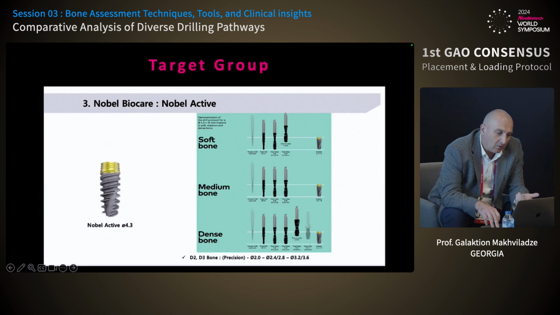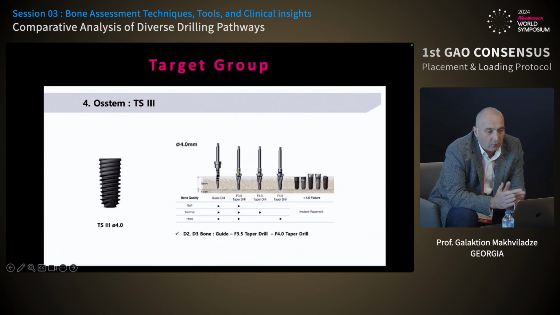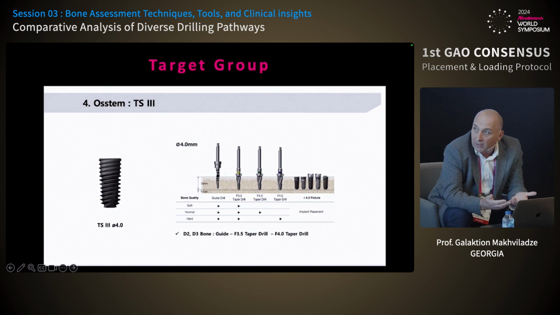In the Osstem situation, we can make the full drilling and we can make the underdrilling. It depends on whether we have soft bone, hard bone, or medium bone.